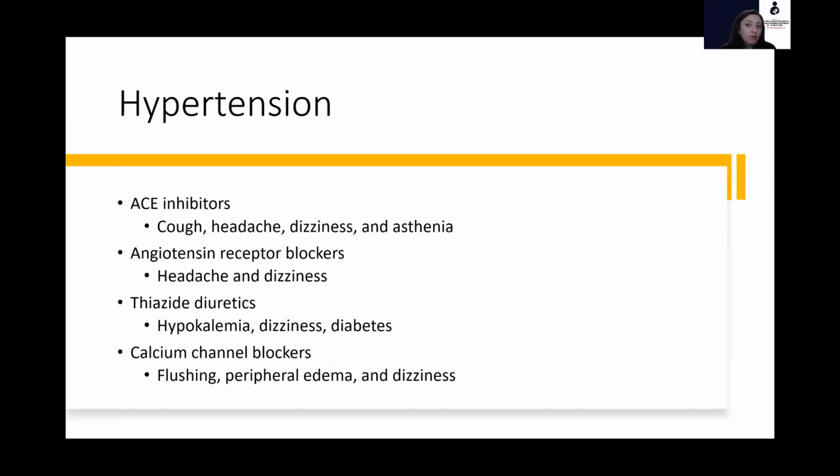There are several first-line agents, all with their side effects that we need to watch for: ACE inhibitors, ARBs, and thiazide diuretics, which can be used as an add-on to the first two if control is not achieved, and calcium channel blockers.